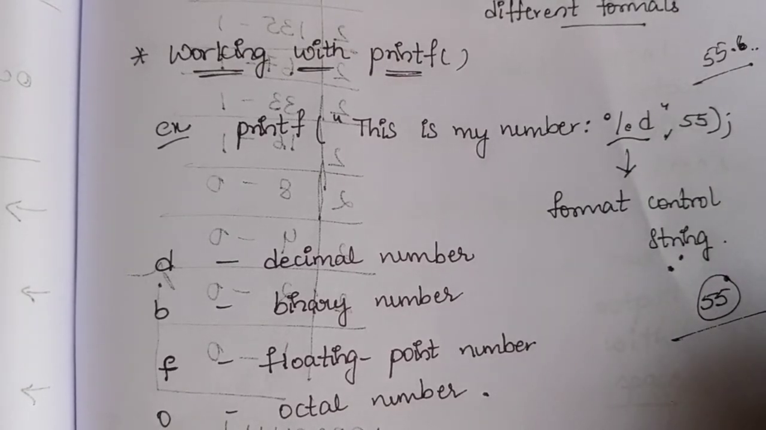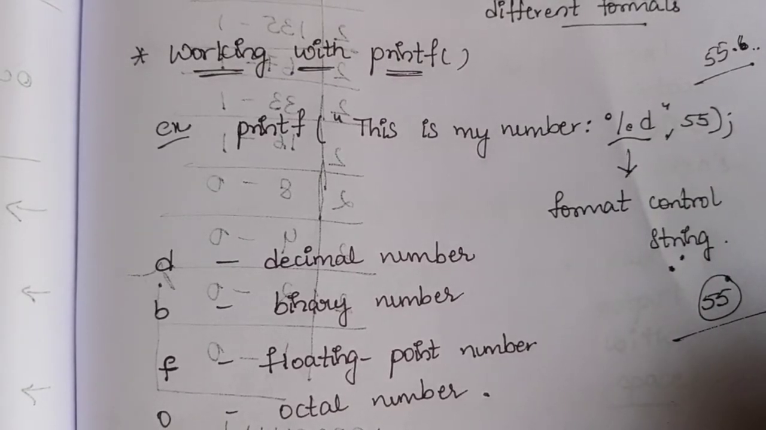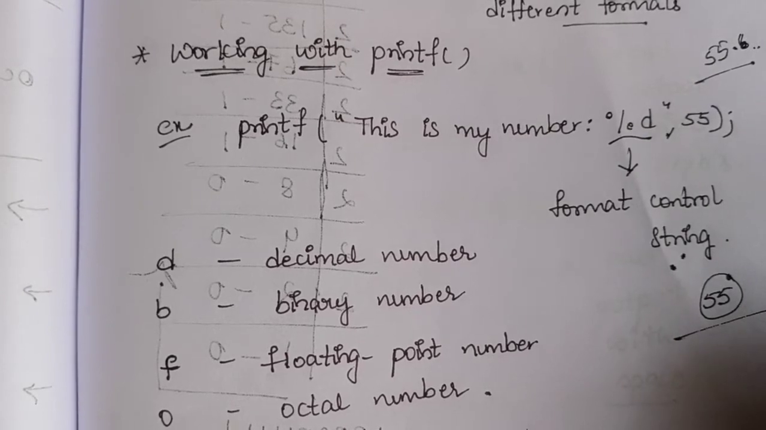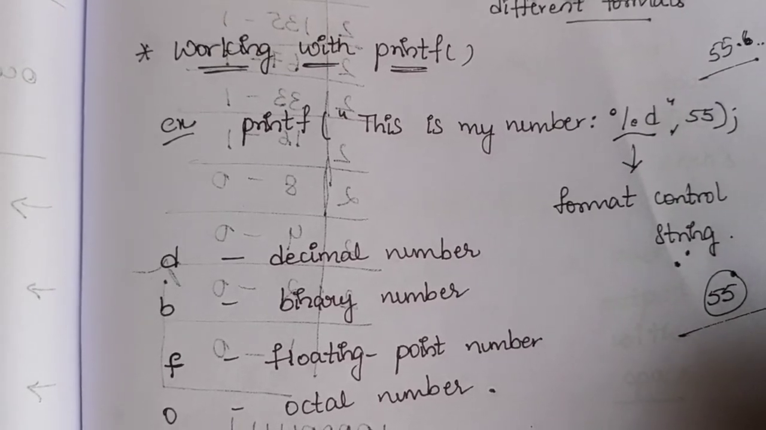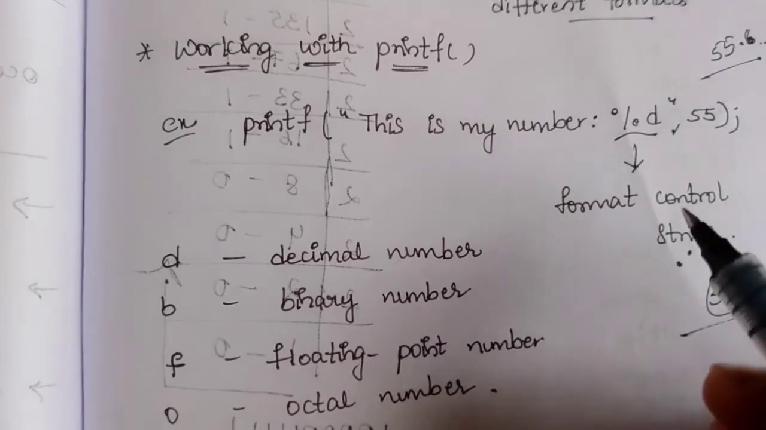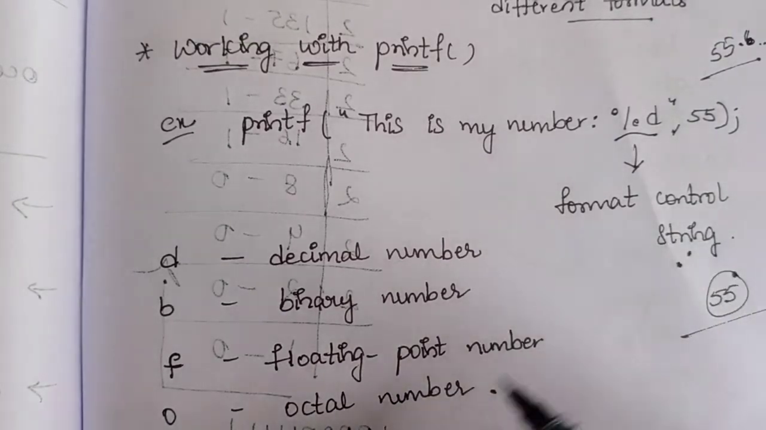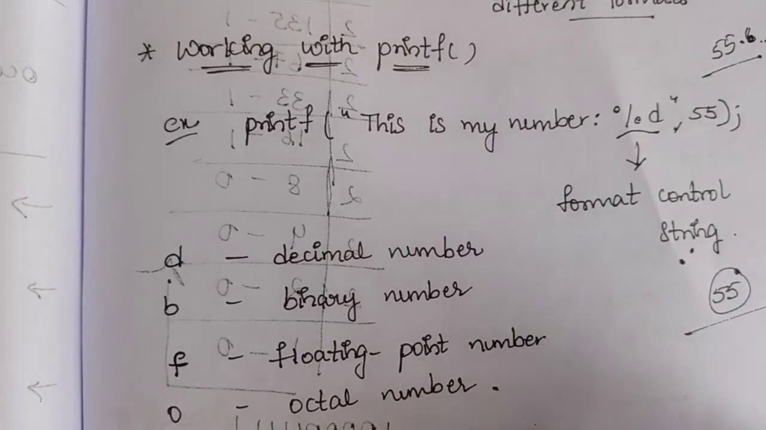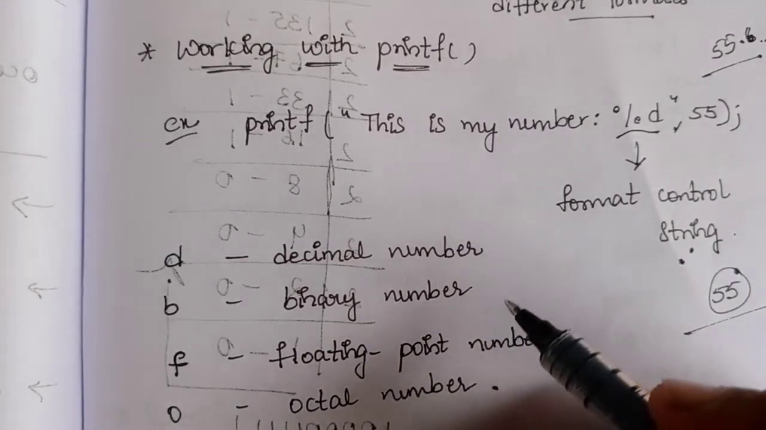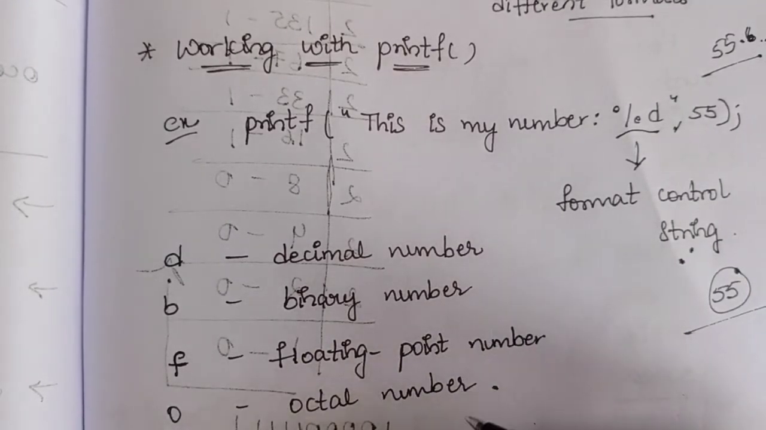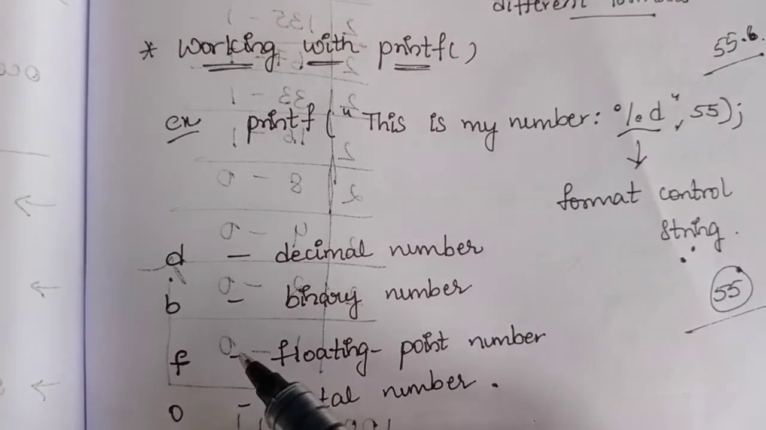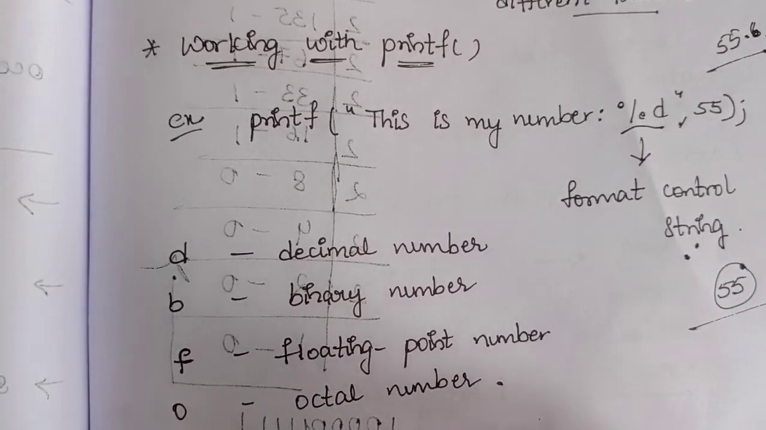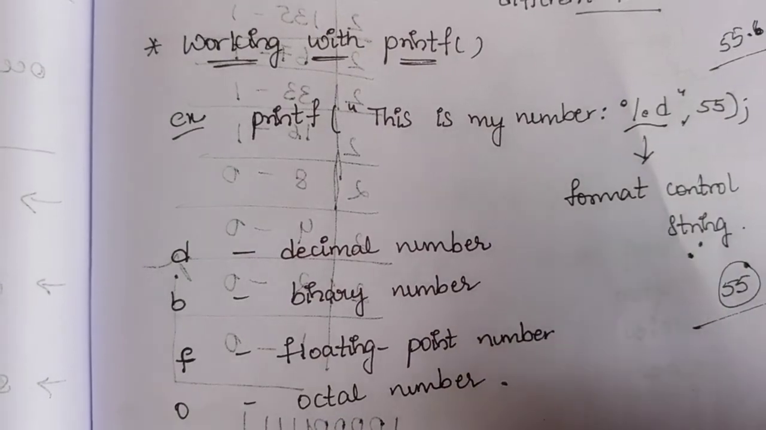That process we call conversion specification. This is about the format control string, and the specifiers which are used in this printf statement are, you can see here, decimal number, binary number, floating. For that we are using d, b, f, o, s, x, etc.